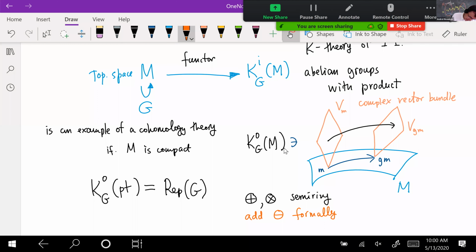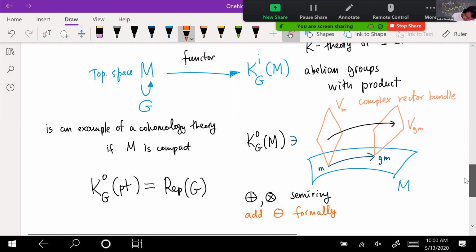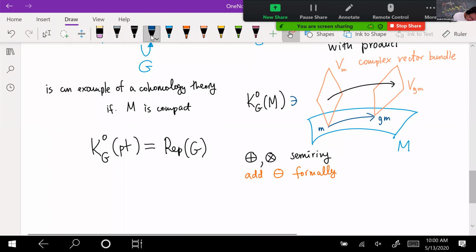And then the other K groups are given through... in fact, the K groups are periodic, and to get to the other K groups you have to consider the suspension of M, for example. Well, we'll talk about this later. But so then, kind of the real context of the index theorem. So this, in particular, the index.